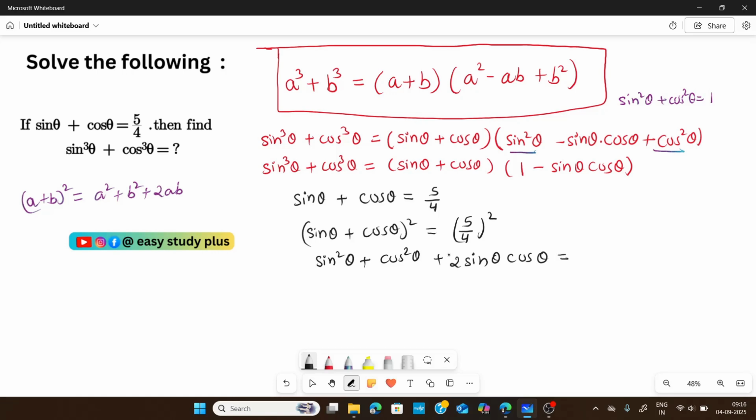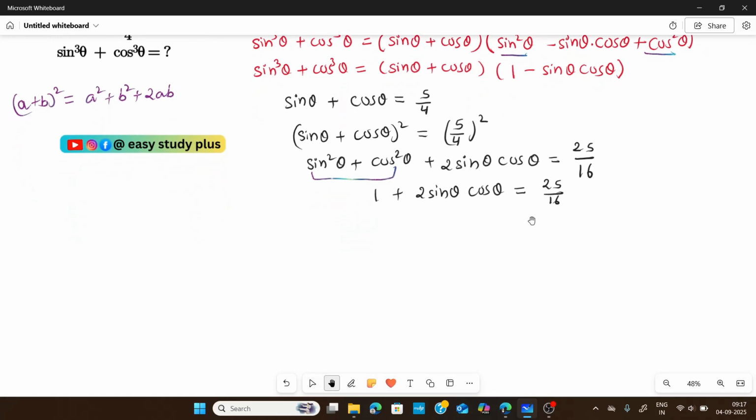Now do the square of the right side also, and you have to square both numbers. The square of 5 is 25, and the square of 4 is 16. Again, see one thing here, sine square plus cos square theta, I already wrote here, it is 1. So 1 plus 2 sine theta cos theta is equal to 25 over 16. Now I will transfer 1 to the right side. It becomes 2 sine theta cos theta is equal to 25 over 16 minus 1.